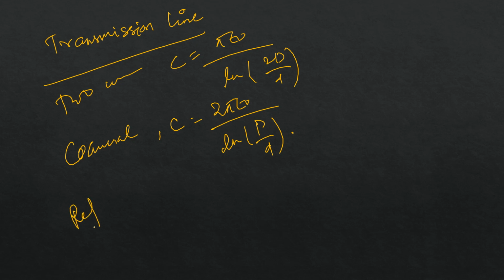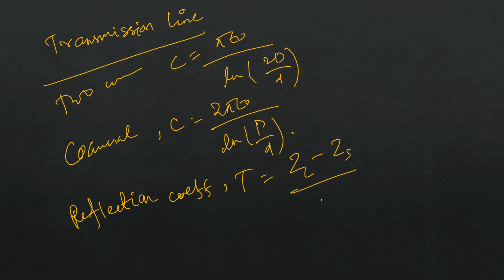Then your reflection coefficient is there. Reflection coefficient is there. T is equal to how much? Tell me. T is equal to ZL minus ZS divided by ZL plus ZS. That means impedance of load minus impedance of source.